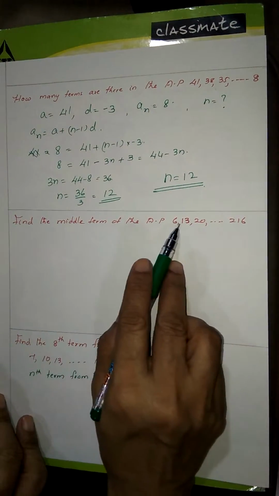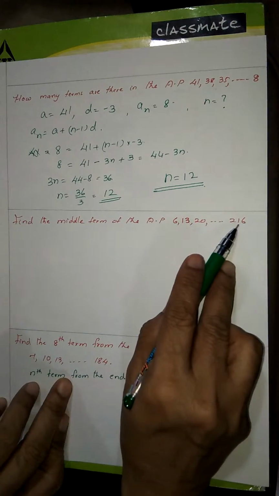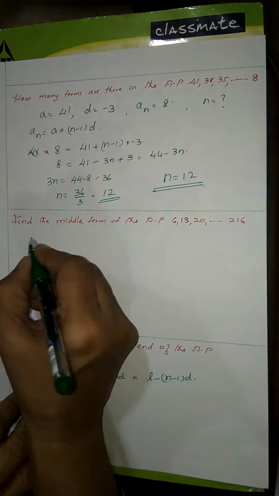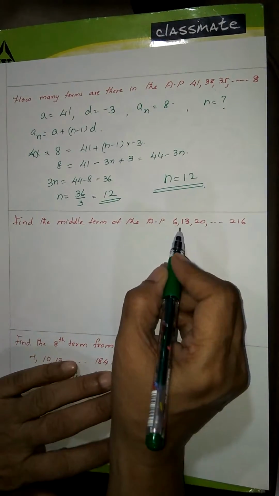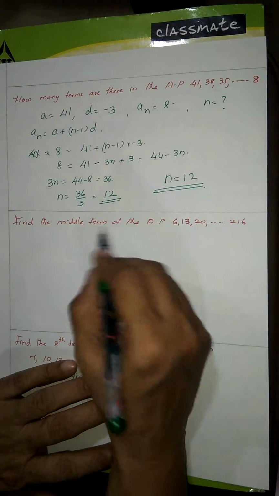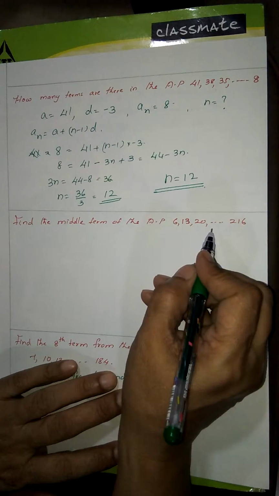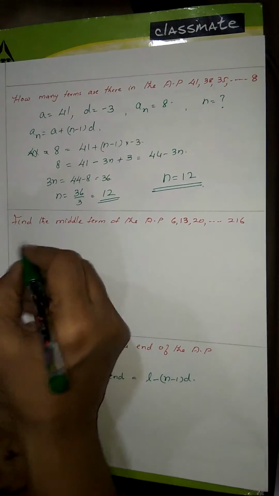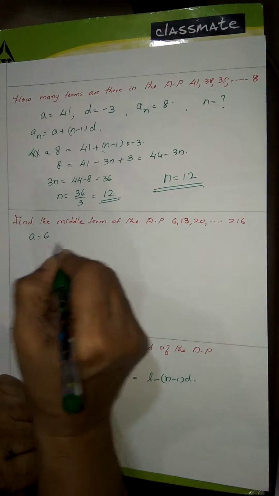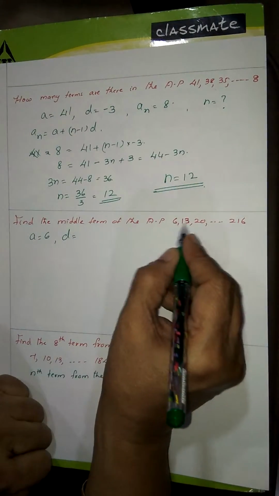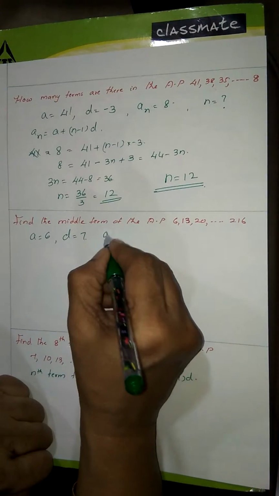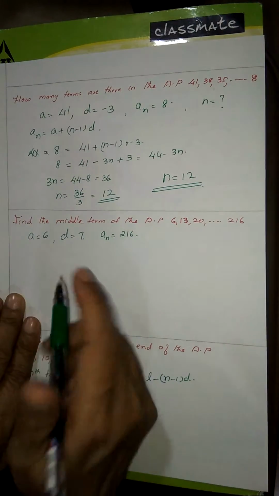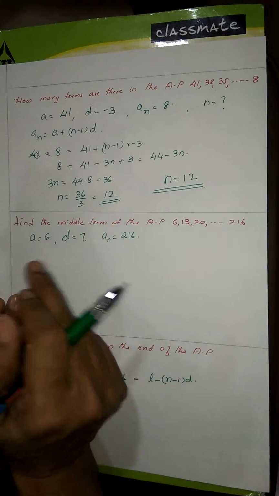Find the middle term of the AP 6, 13, 20 up to 216. The last term is also given here. So here first you have to find the number of terms, and then you have to find which is the middle term, and then find the value of the middle term. So it's given a is equal to 6, d is equal to 13 minus 6, 7, and an is equal to 216. So again an is equal to a plus n minus 1 into d. So you have to write the formula in the exam.